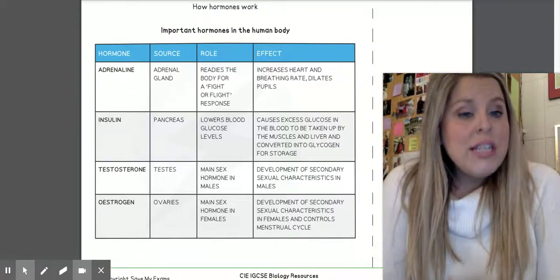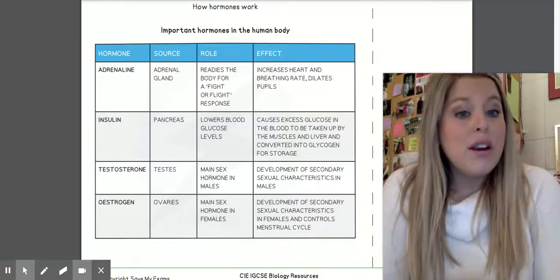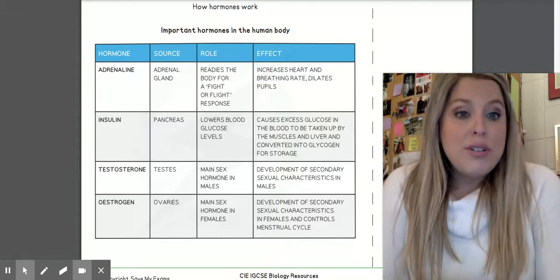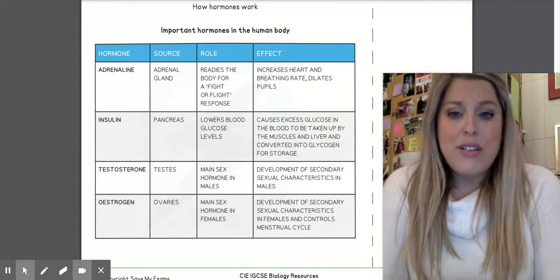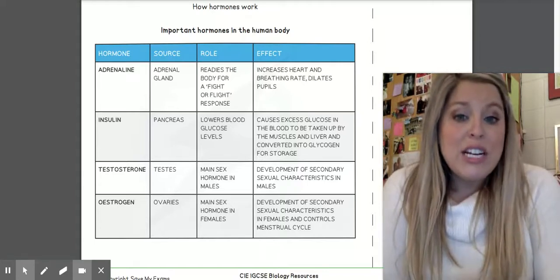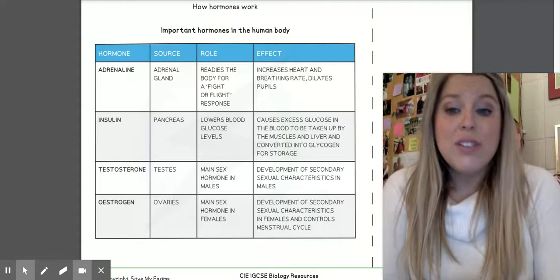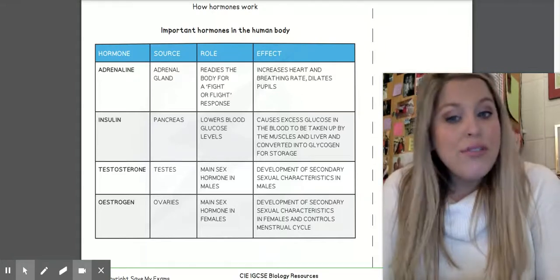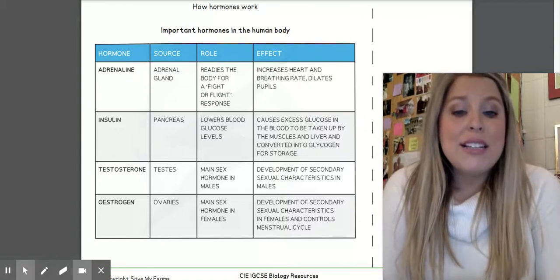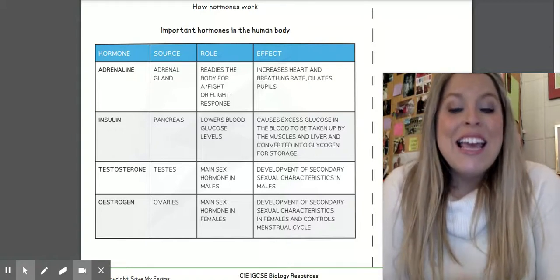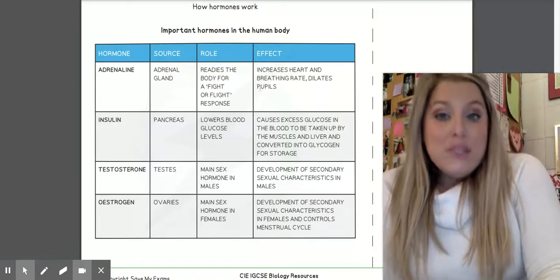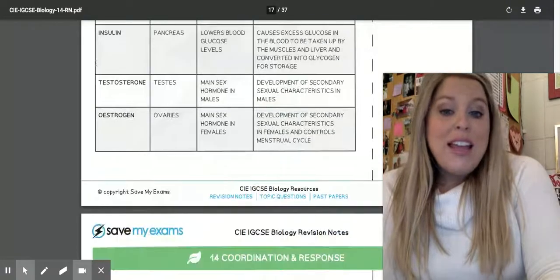Testosterone and estrogen we'll also get to revisit when we do our unit on human sexual reproduction. But important to note, testosterone is produced in the testes, estrogen produced in the ovaries. Testosterone is your main sex hormone in males and helps with the development of secondary sex characteristics in males. And estrogen is the main sex hormone in females, which helps the development of secondary sexual characteristics in females and controls the menstrual cycle. And again, this little table, very important, will be provided in your notes.